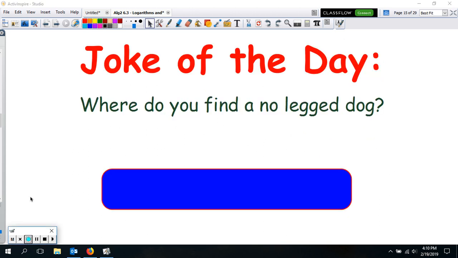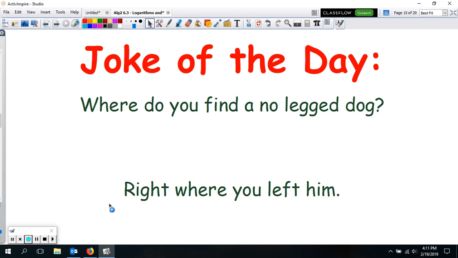All right, here's our little break for joke of the day. Where do you find a no-legged dog? Right where you left him. Might have to think about that for a second.